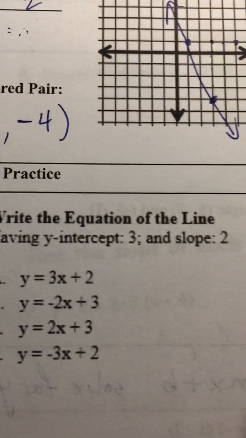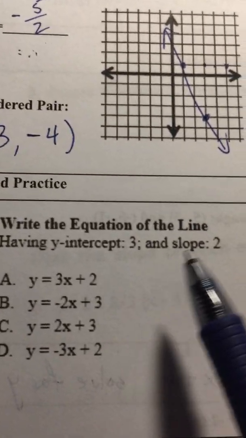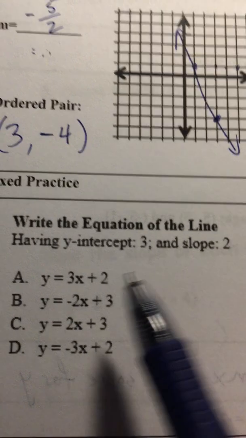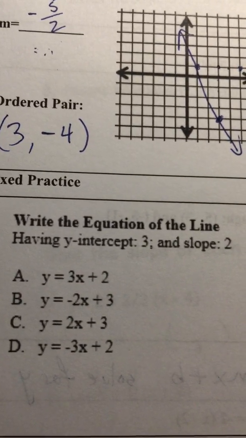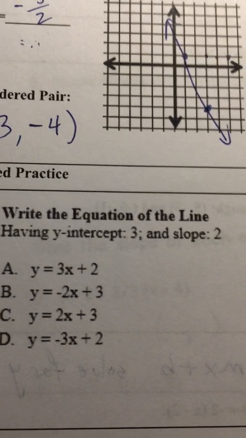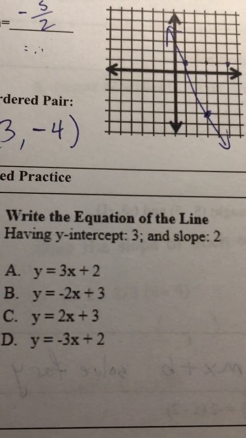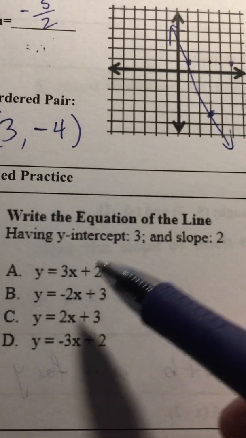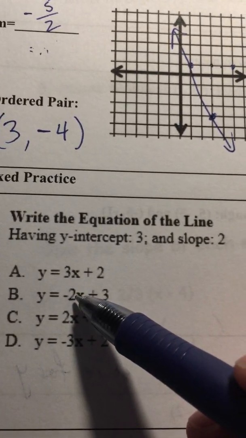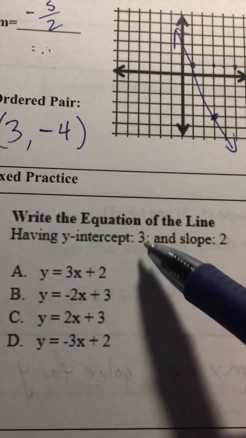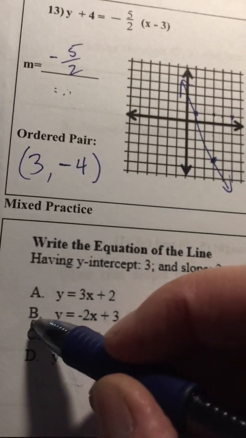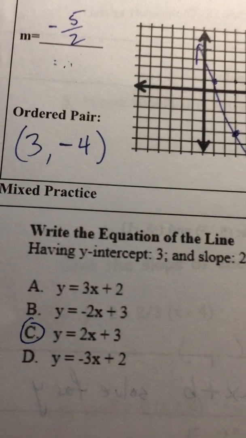So you got 2 over here to practice with. At the bottom, here's a little mixed practice. They say write the equation of the line having a y-intercept of 3 and a slope of 2. So notice that these are all in y equals format. That is very easy because all I got to do is pick out the slope number and the y-intercept. Of course, our slope number is the number in front of the x, and the slope is a 2. So that is not a 2, that is not a positive 2, that is not a 2, but this one is a 2. Is my y-intercept 3? Yes, it is. So what is the answer? C.